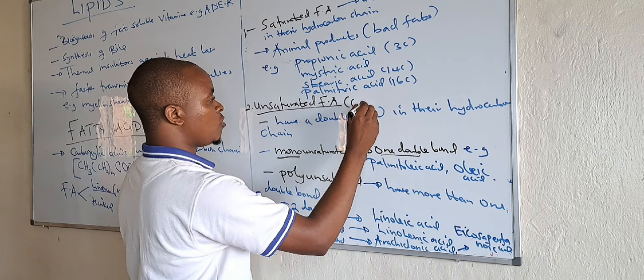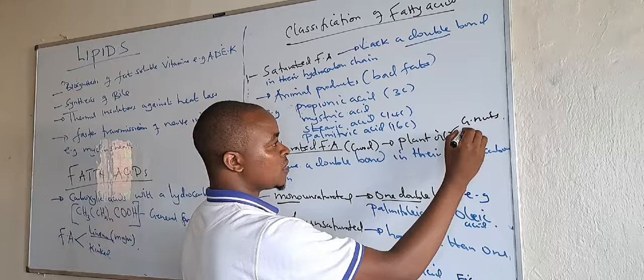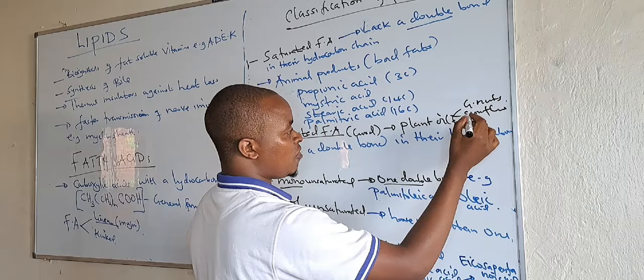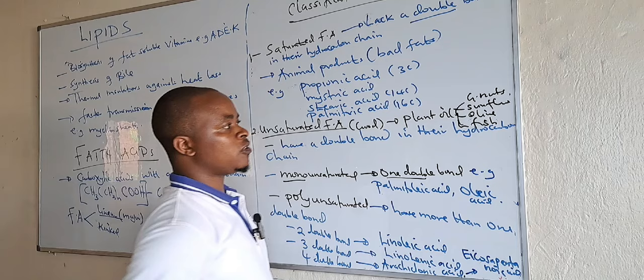And they are got from plant fats or plant oils, like groundnuts, like sunflower, and olive oil, and even sometimes the liver or fish. Fish also gives us good fats, which are of an unsaturated type.